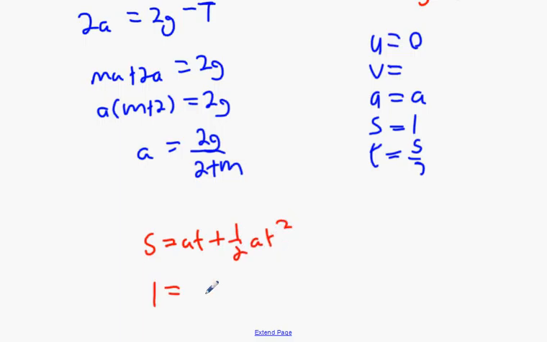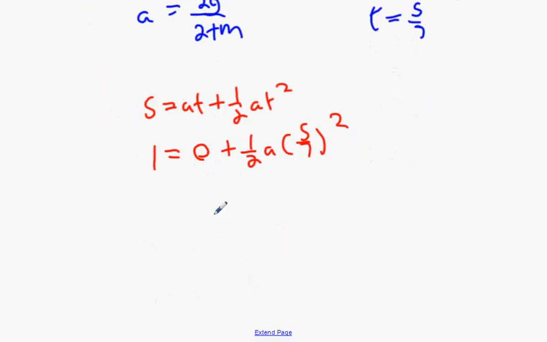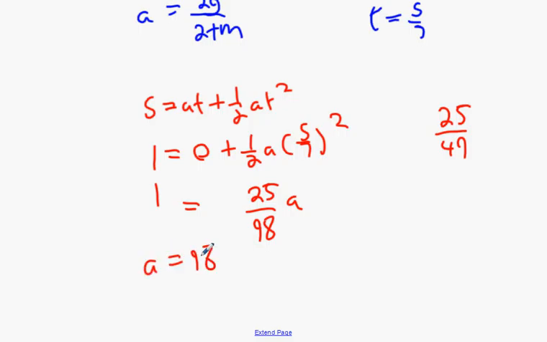1 equals 0 plus a half times a times t squared, which is (5/7) squared. Multiply both sides by... that's going to be 25 over 49. Half of that again will be 25 over 98. a equals 98 over 25. However, a is also equal to 2g over (2 plus m).